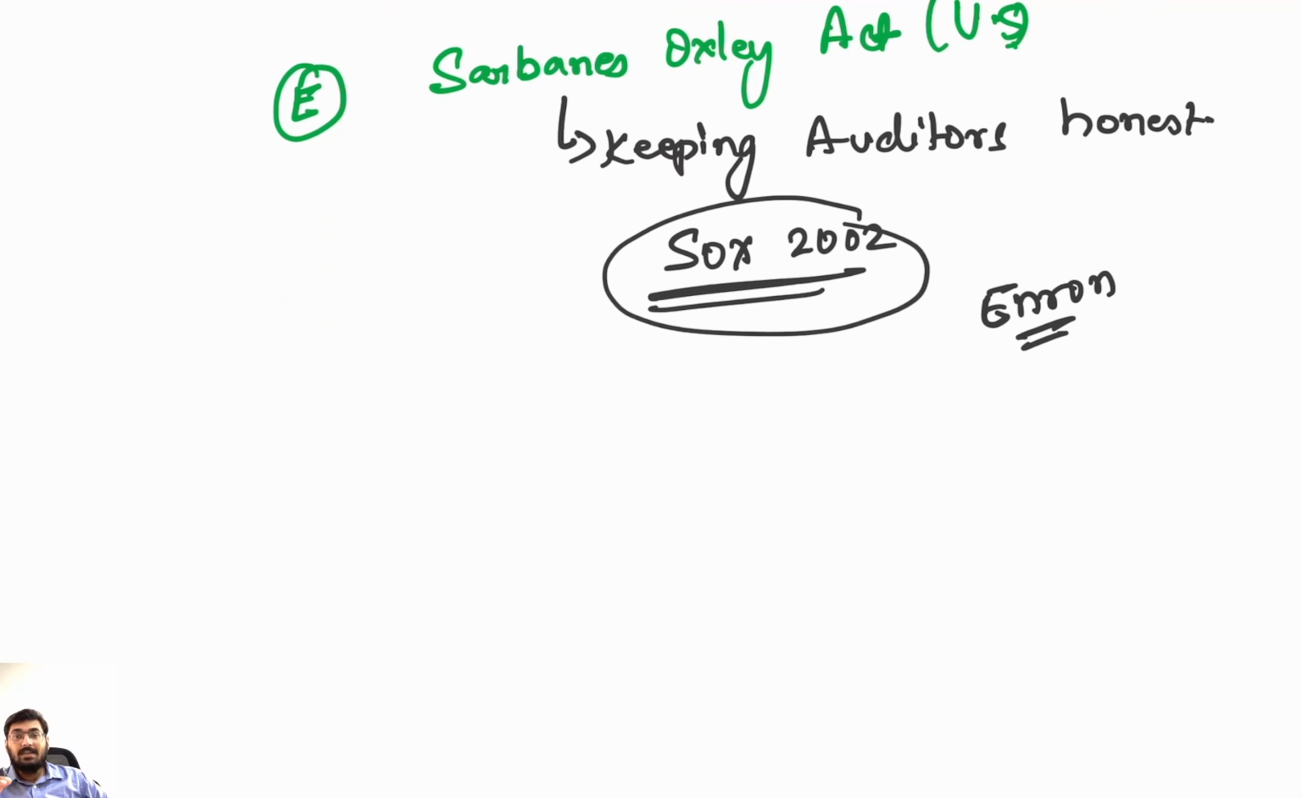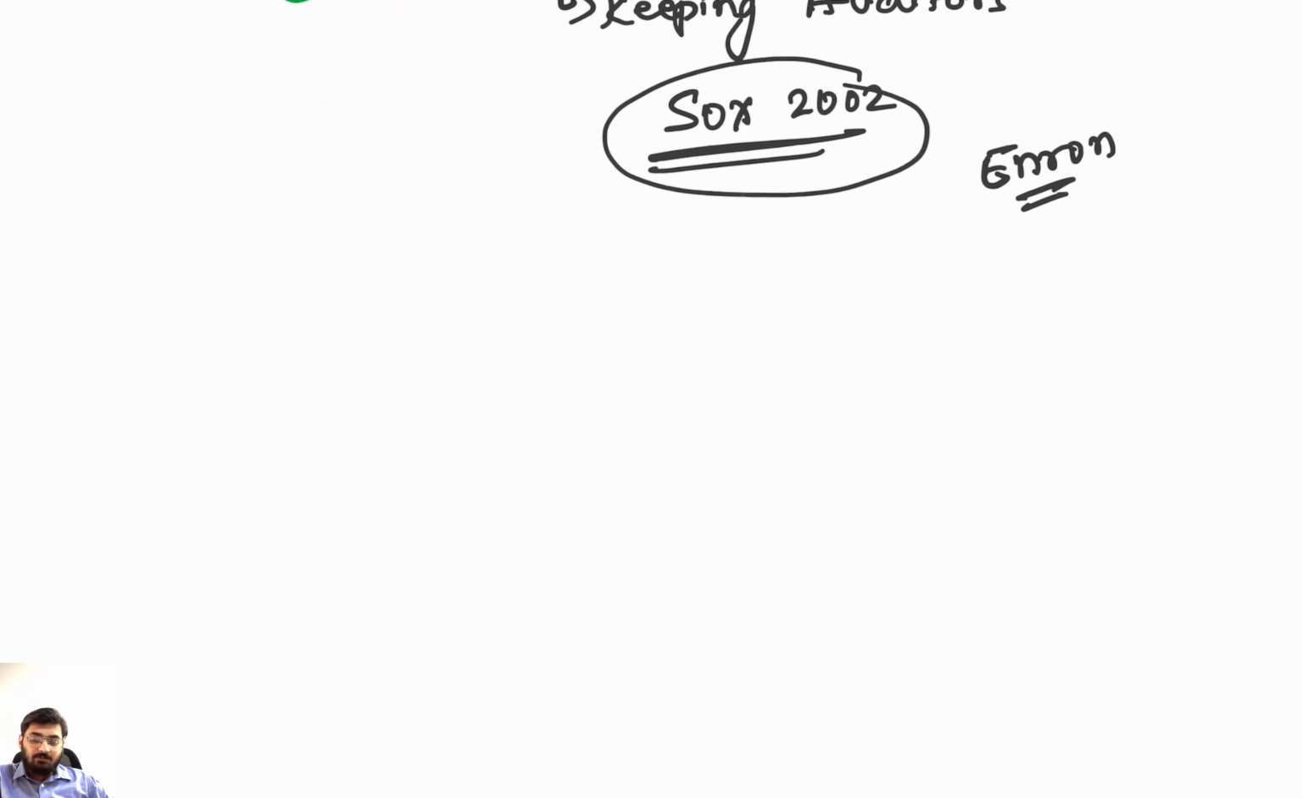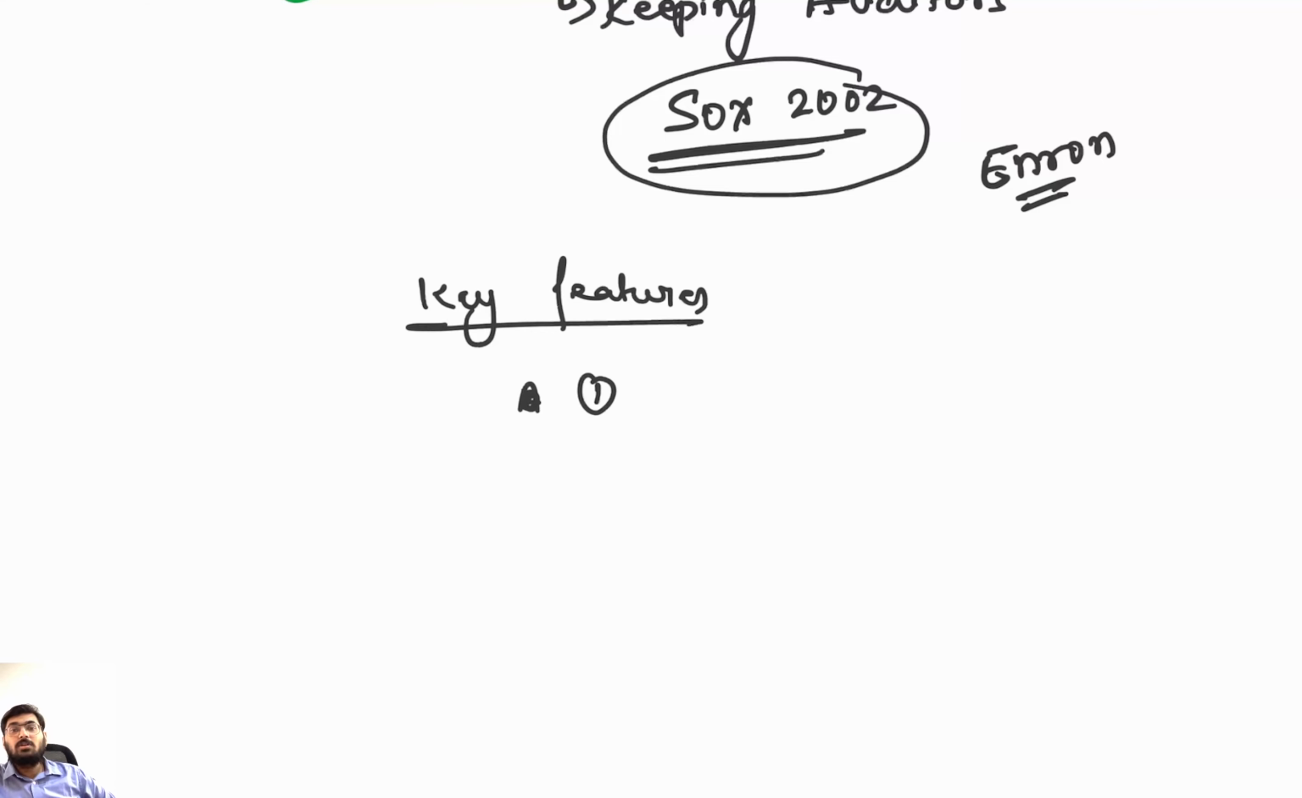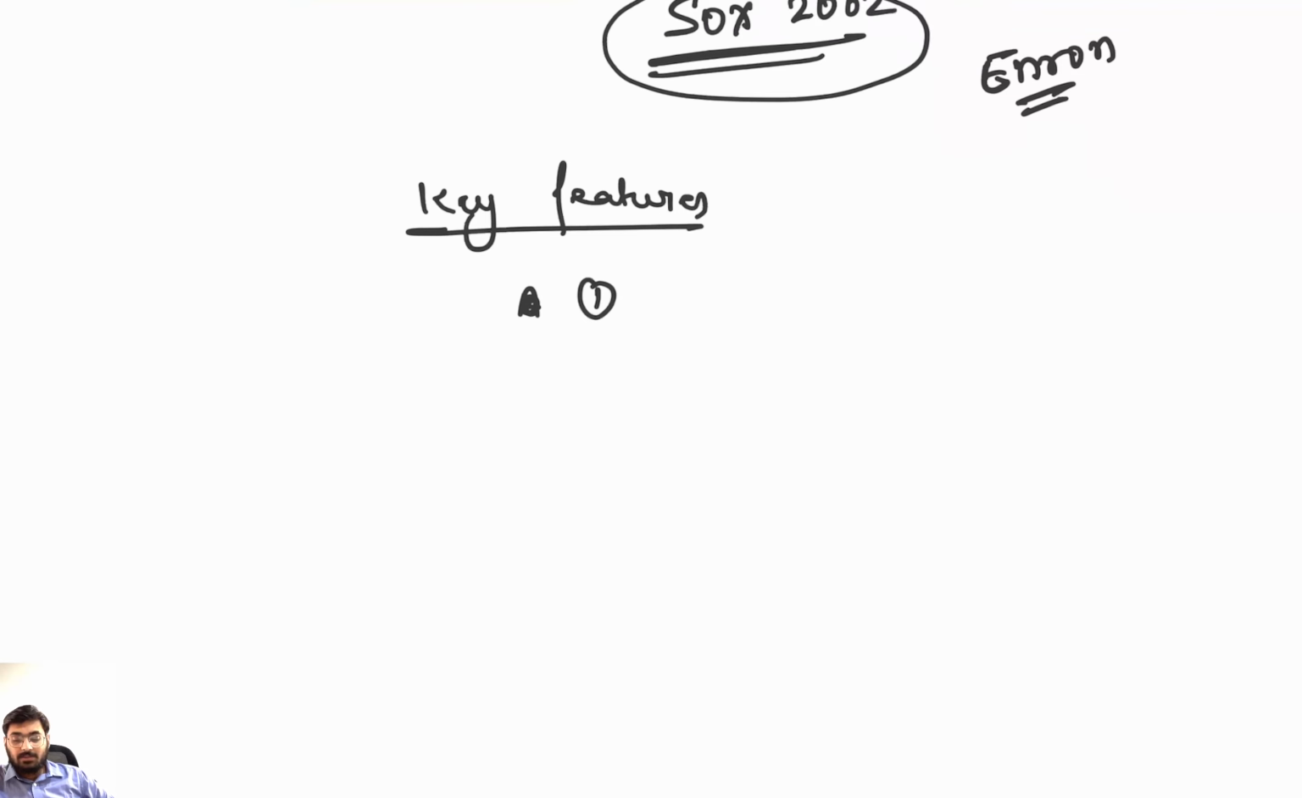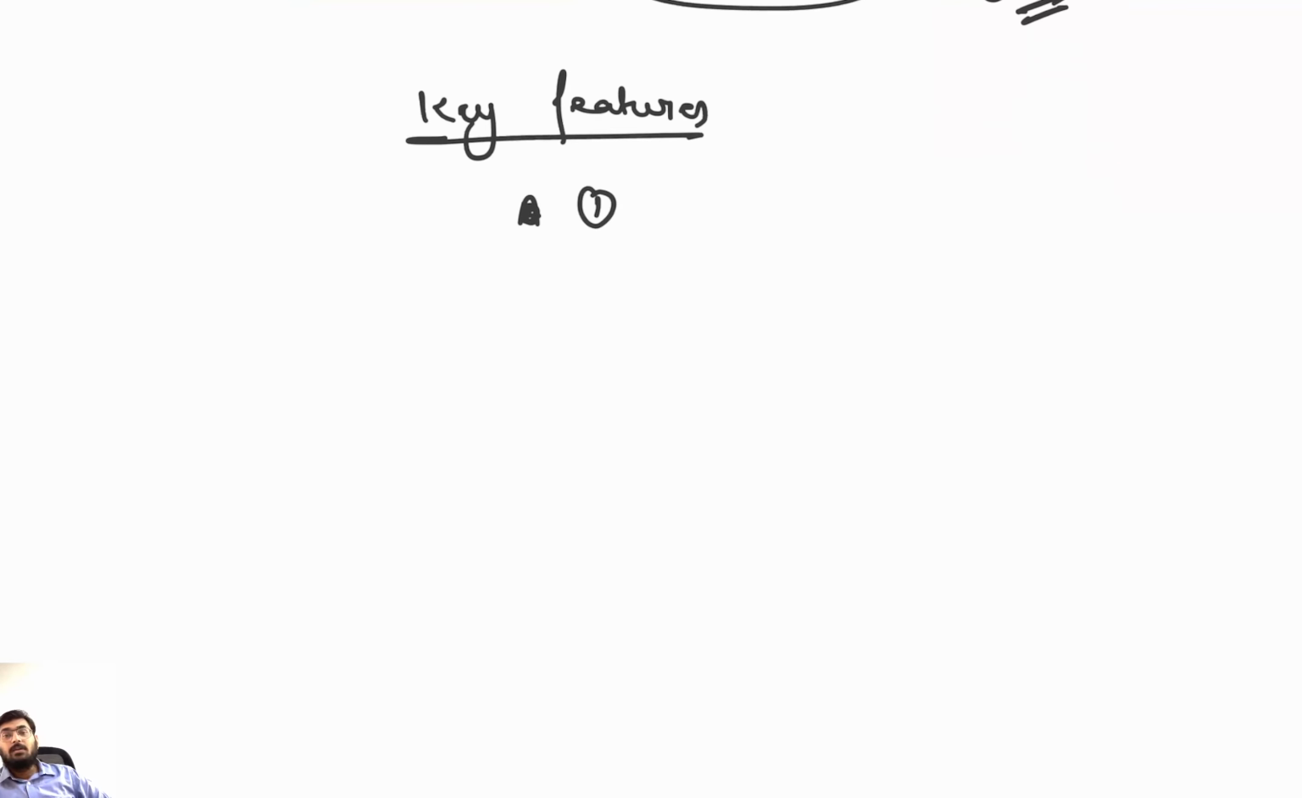Clear? Now its key features, write down its key features which you should mark. Point number 1, external auditors can't do consulting work for the same company. Why? To avoid the conflict of interest.